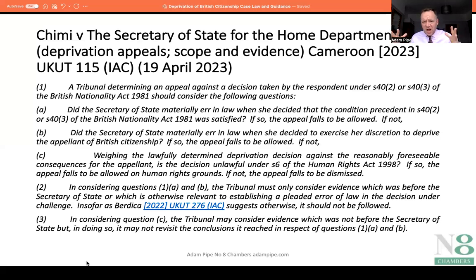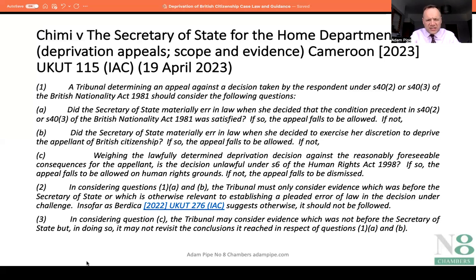So we need to be targeted in the way we challenge deprivation decisions. And insofar as the case of Boudicca suggests otherwise, it should not be followed. The head note to Boudicca is a bit weird because it doesn't seem to relate to the rest of the decision, but they're clear as to what evidence can be considered in terms of the condition precedent and in terms of discretion. In terms of human rights, look at paragraph 3.